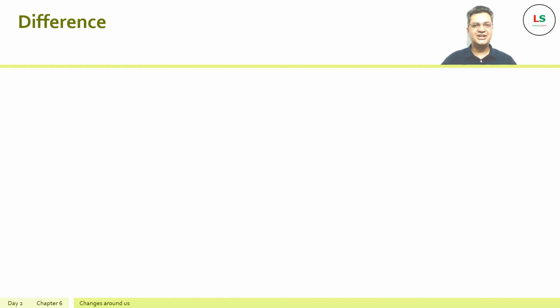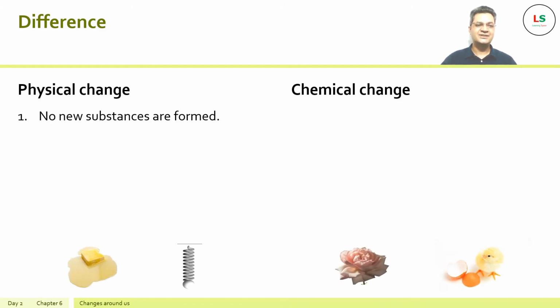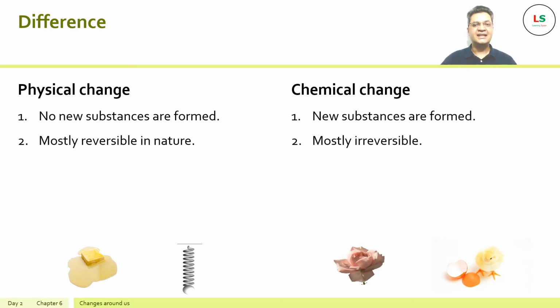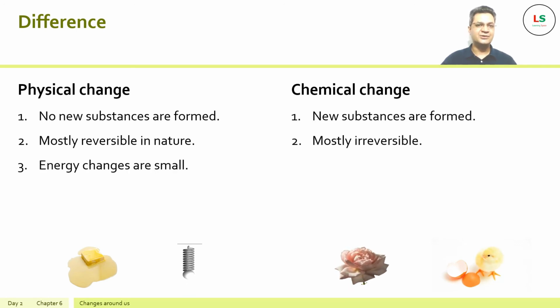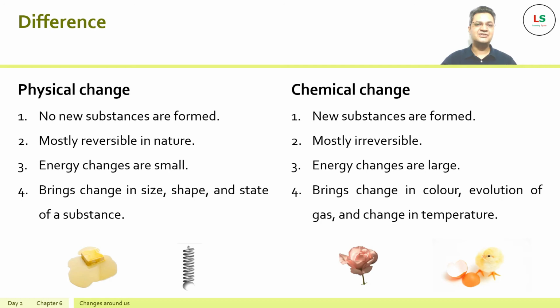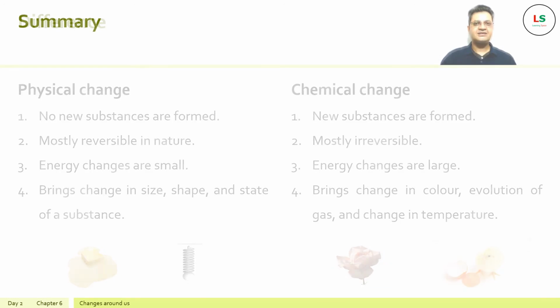Difference between physical change and chemical change. In physical change, no new substances are formed. In chemical change, new substances are formed. Physical changes are mostly reversible in nature. Chemical changes are mostly irreversible. Energy changes are small in physical change. Energy changes are large in chemical change. Physical change brings change in size, shape, and state of a substance. Chemical change brings change in color, evolution of gas, and change in temperature.